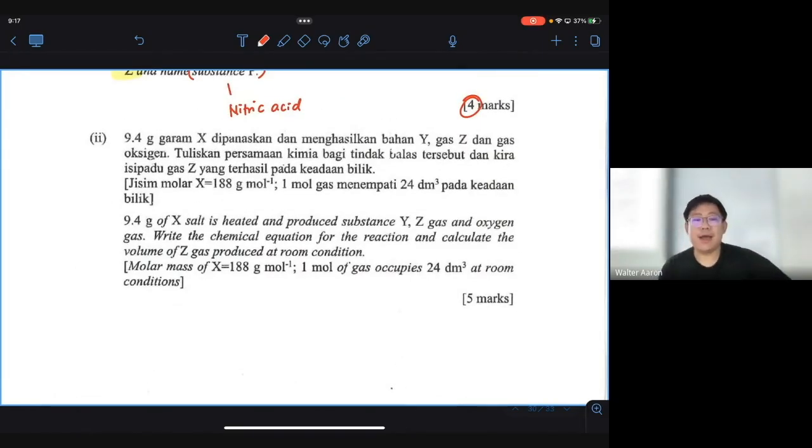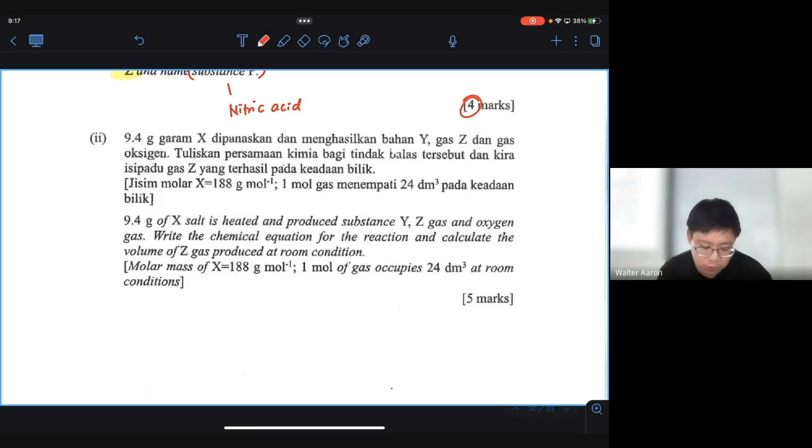Next. 9.4 grams of X salt is heated and produces substance Y, Z gas, and oxygen gas. Write the chemical equation for the reaction and then calculate the volume of Z gas produced at room conditions. Now, because you already identified all three substances, you can just use the actual chemical formula instead of writing X, Y, and Z, if you know what I mean.